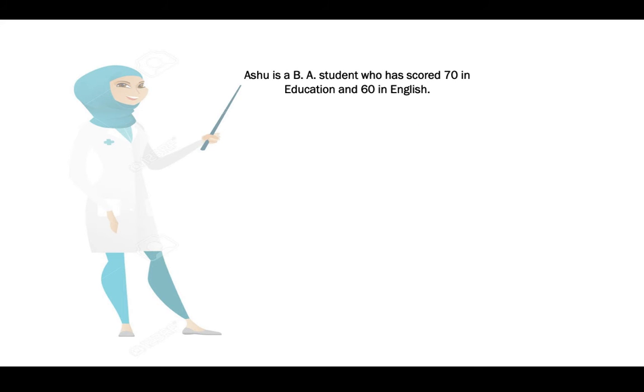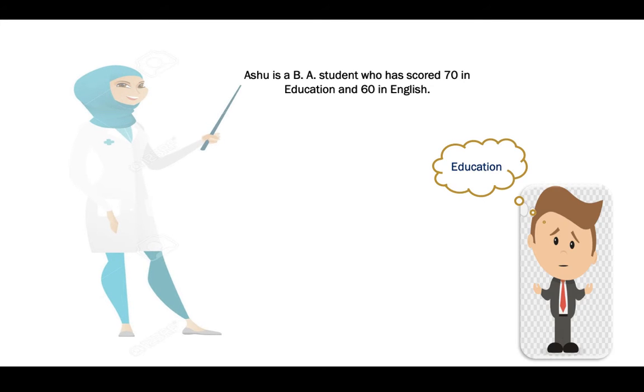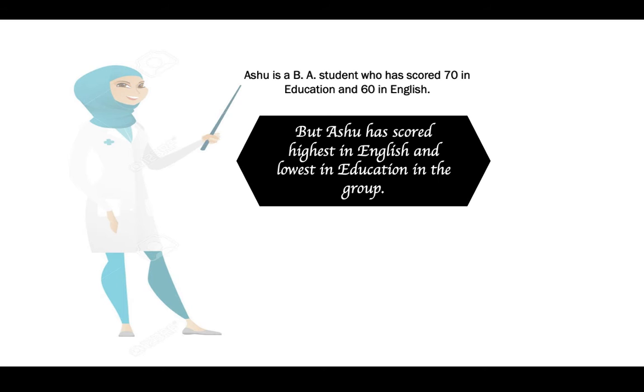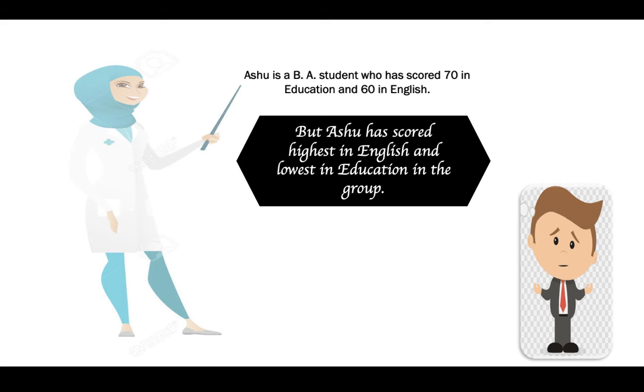Suppose Ashu is a BA student who has scored 70 in education and 60 in English. If a layman analyzes these results, he will say that Ashu is better in education than in English. But Ashu scored the highest marks in English and the lowest marks in education in his group. So the interpretation of the layman was wrong because the two scores were raw scores. In order to get valid and reliable results, we should go for norms, through which we can get the perfect place of an individual in a group. For this purpose of interpretation, the raw scores are converted into derived scores.